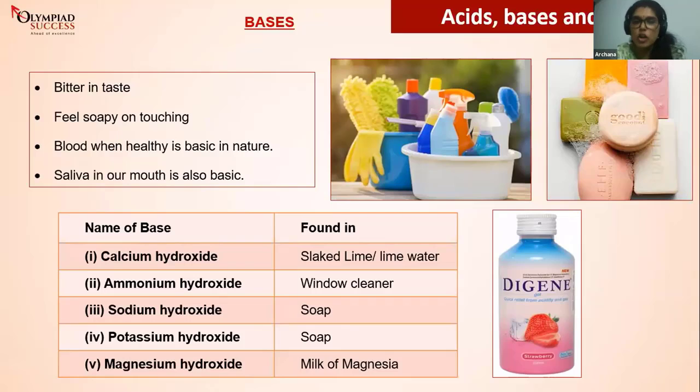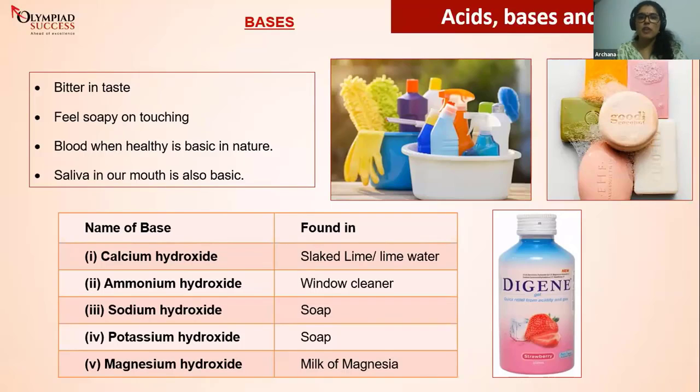And we have window cleaners which have ammonium hydroxide, soap which contains potassium as well as sodium hydroxide, and milk of magnesia. The antacid which you take when there is excessive acidity in the stomach contains magnesium hydroxide, which is also called milk of magnesia.